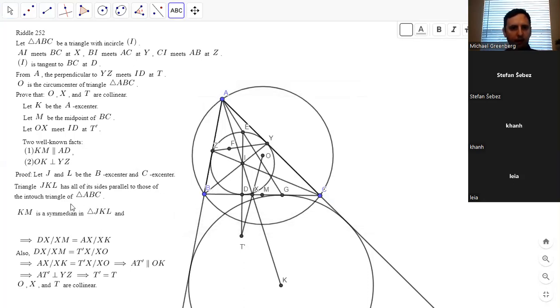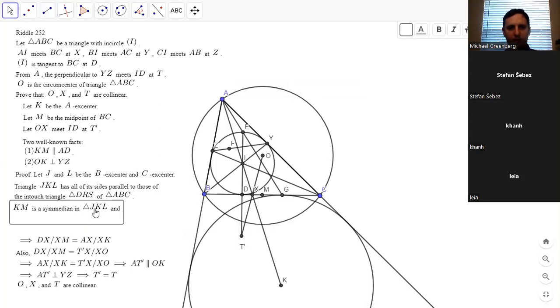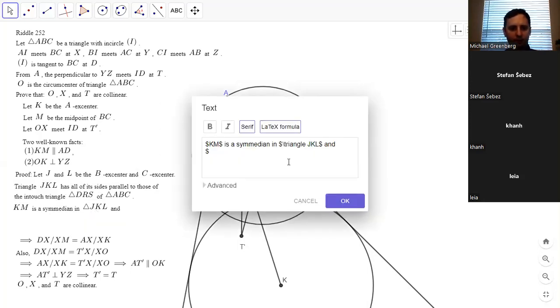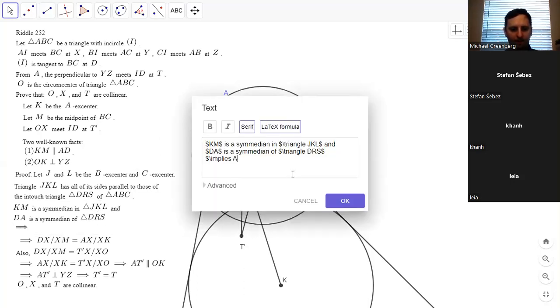DA is a symmedian in a triangle. I'll just call it triangle DRS. And DA is a symmedian of triangle DRS. That means that AD is parallel to KM. So that's the first fact.